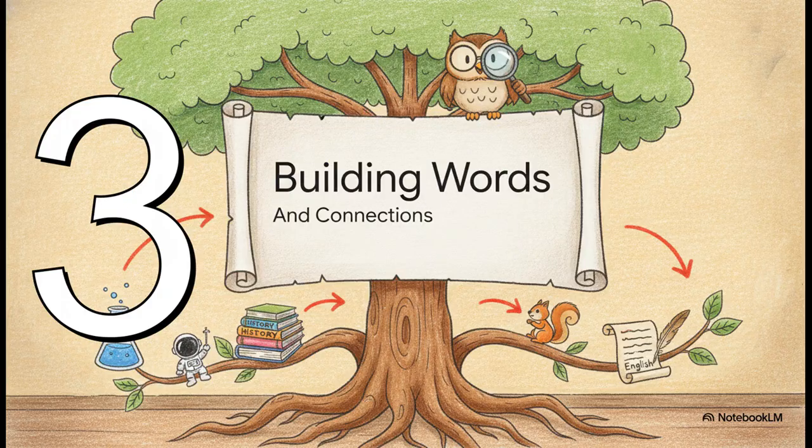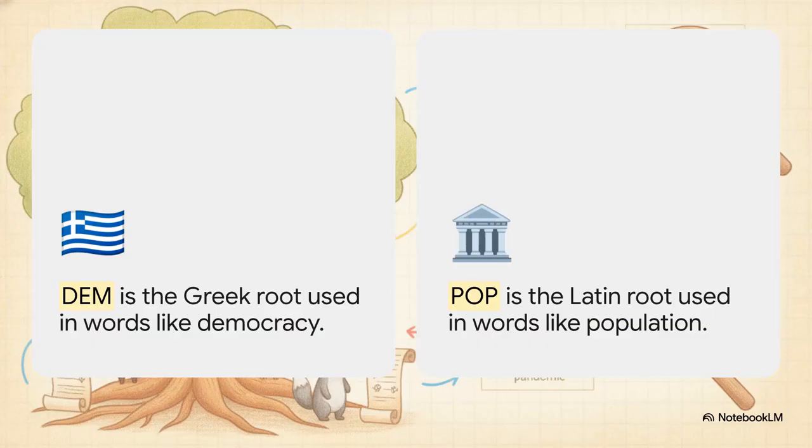Section 3. Building bigger words and connections. Let's see how this root branches out into a massive family tree across different school subjects. Actually, fun fact, DEM isn't alone. While DEM is our Greek root for people, it has a cognate cousin in Latin, pop. They do the exact same job, just in different word families. So while the Greeks gave us democracy, the Romans gave us population. Knowing both of these and connecting them to related roots like soc in society literally doubles your vocabulary power.